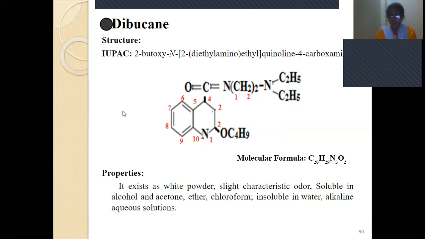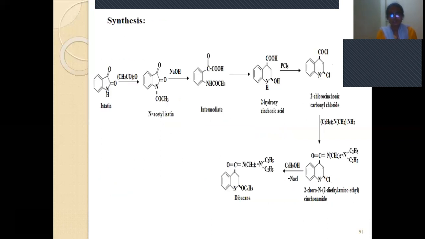And the properties are: it is a white powder, slightly characteristic in odor, and it is soluble in alcohol, acetone, ether, and chloroform. It is insoluble in water. So let's see the synthesis. The starting material is isatin.